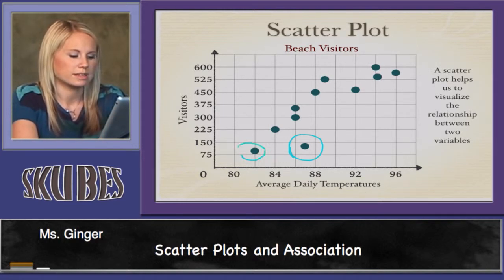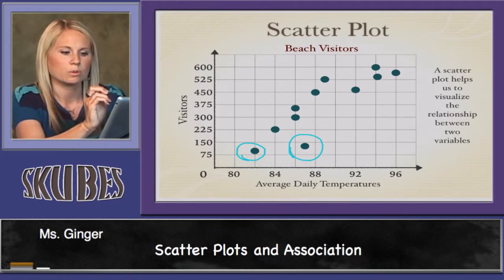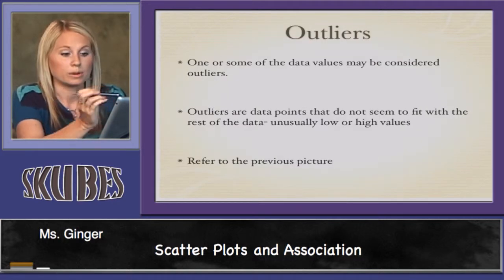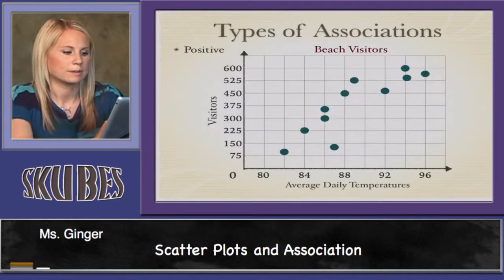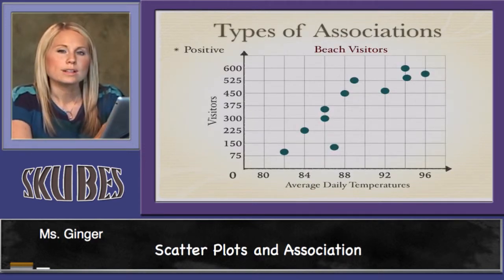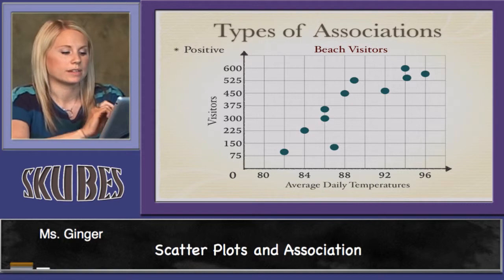And sometimes they're on the ends of your data. So just be on the lookout for those, because those won't necessarily always fall in line with the rest of your trend. All right, so what types of associations might we see?